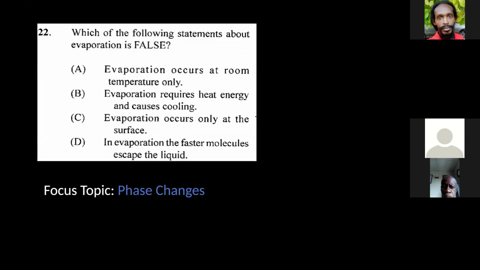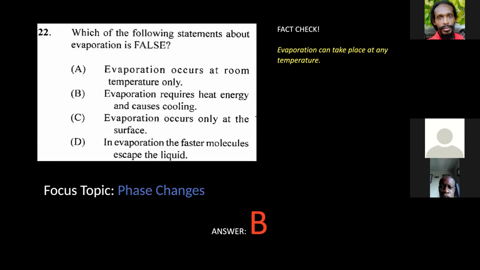Which of the following statements about evaporation is false? Right? And we have a few statements there. Now, evaporation occurs at any temperature. So it means that option A would be out. Options B, C, and D, those are all correct statements regarding evaporation. So our answer.